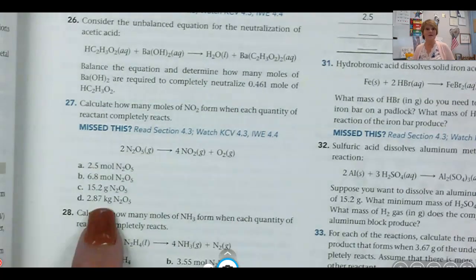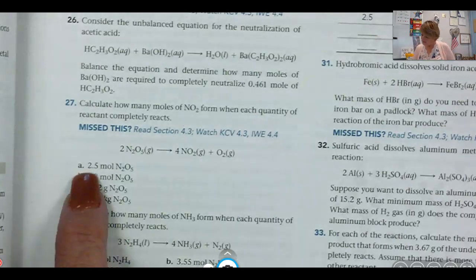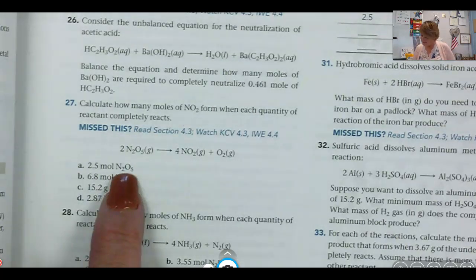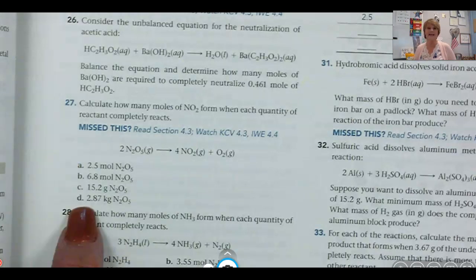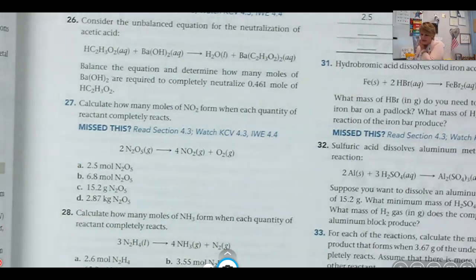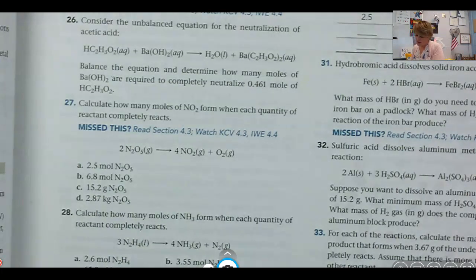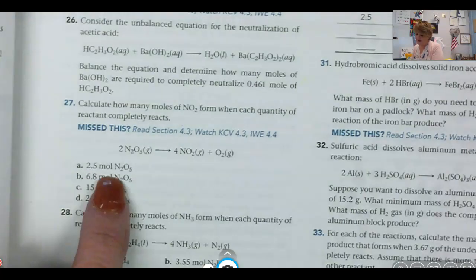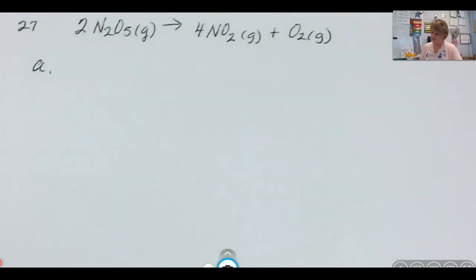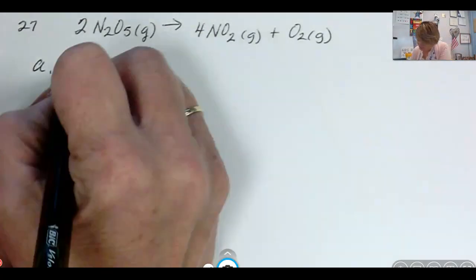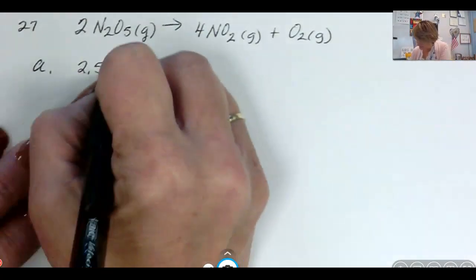And this one is an A through D problem. And so I'm probably going to work two of them. Let's do the mole problem, and then let's do D. Let's do a kilogram problem. So we'll do A and D together. So we're going to start off with when we're given 2.5 moles of dinitrogen pentoxide.